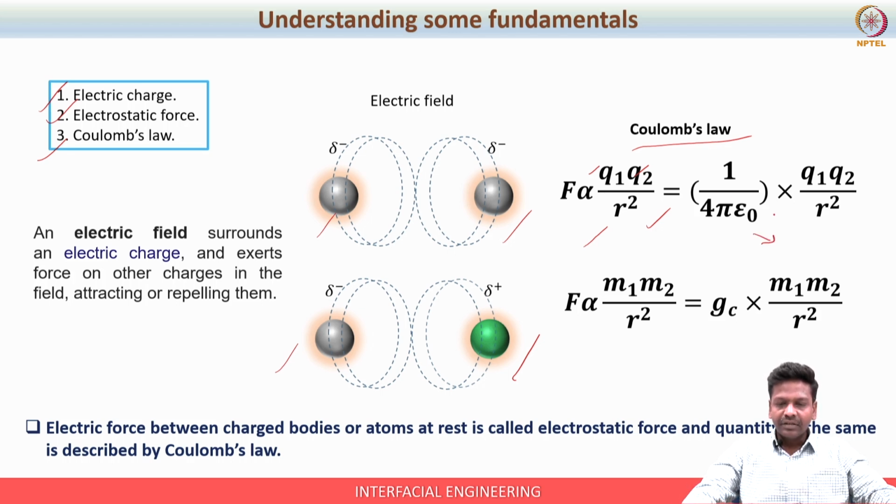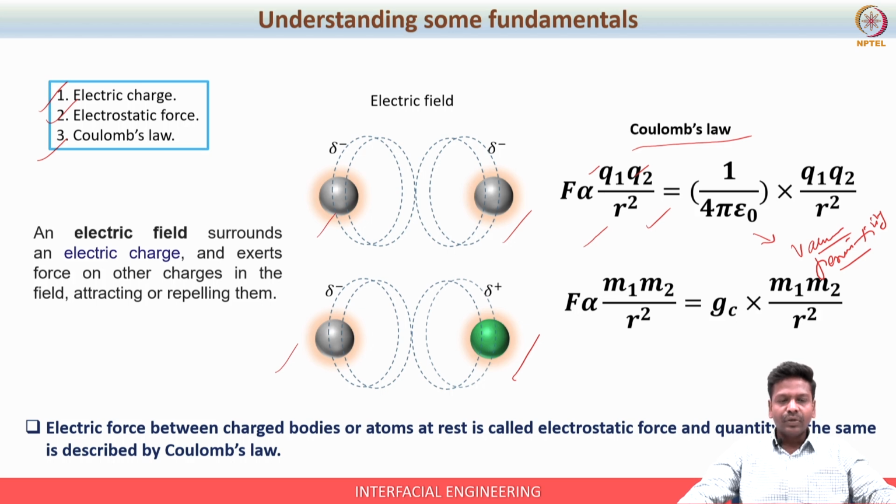This E naught is nothing but the vacuum permittivity. When I say vacuum permittivity, it means that there is no medium. You just keep this charge system in the vacuum as it is, and you study how the interaction takes place. In such a case, you will use this proportionality constant, which is nothing but 1 by 4 pi E naught.